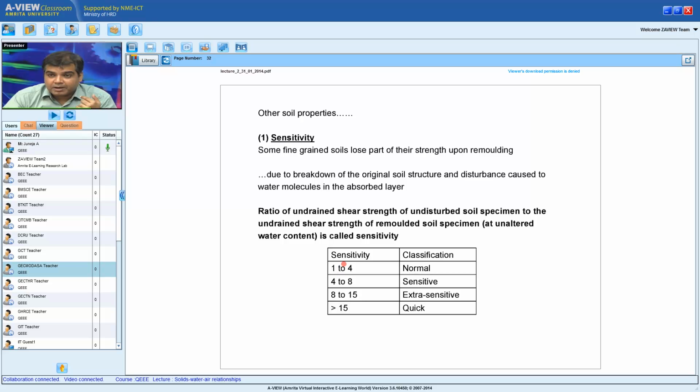Fortunately, in our part of the world, unless you look at some of the soils which are highly over consolidated, most of the soils are normal, meaning their sensitivity is 1 or maybe 1.5 to 2. Compare this to the quick clays, which have sensitivity of more than 10, meaning the strength will drop by 15 times if you remold it. Okay, that's called sensitivity.